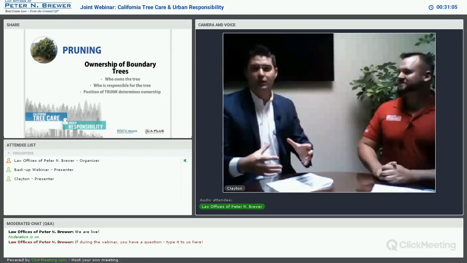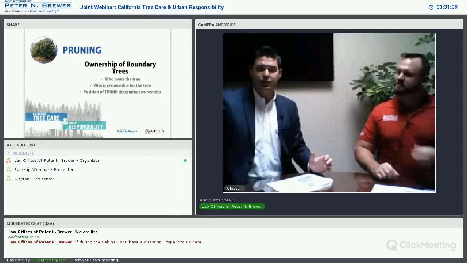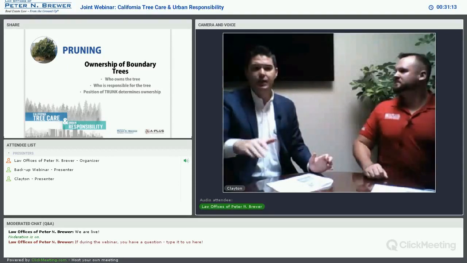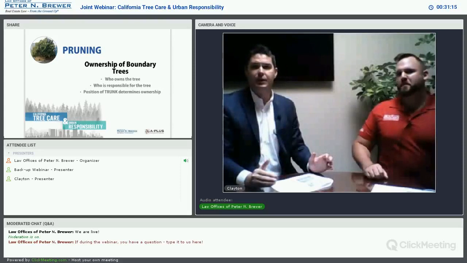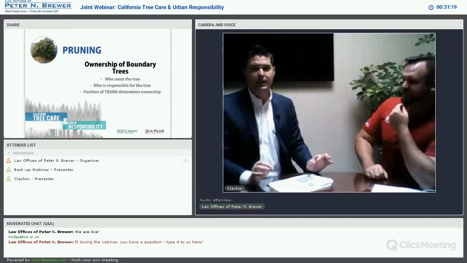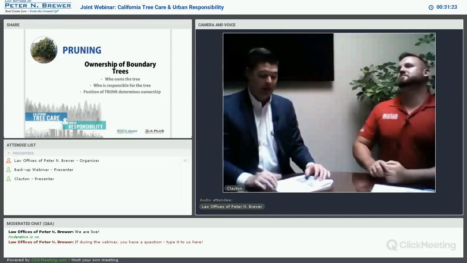Now, the tree owner also has their rights. So if a tree's branches are hanging into your yard, or a tree's roots are going into your yard, it doesn't mean that you can just freely chop them off because, hey, they're now in my space. You can cut them, but the key is you have to be reasonable and you can't damage the tree.